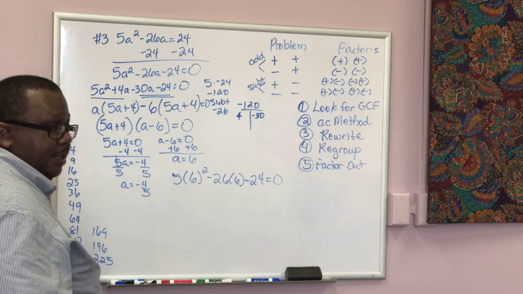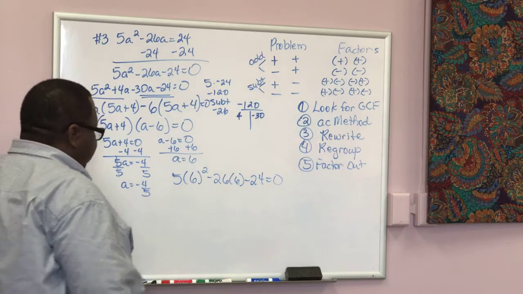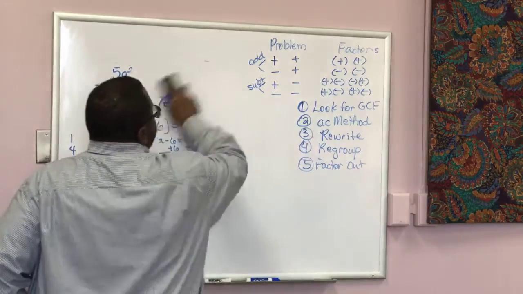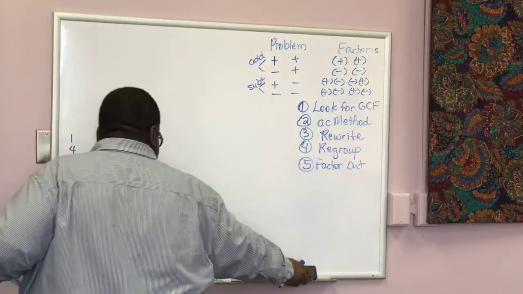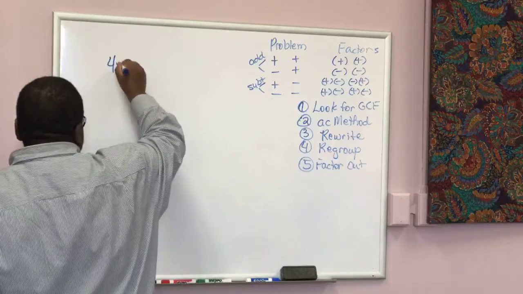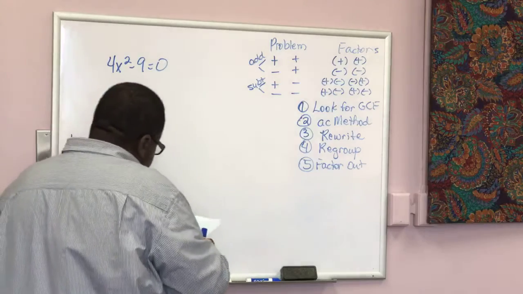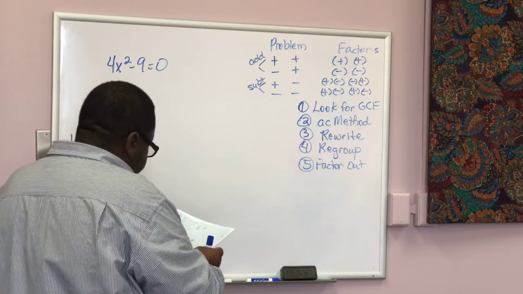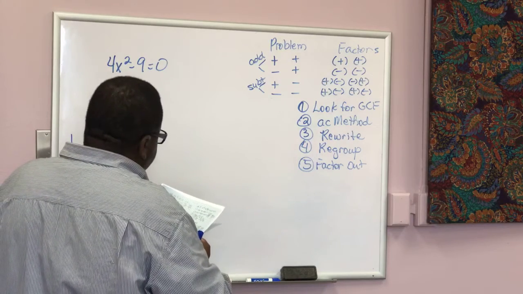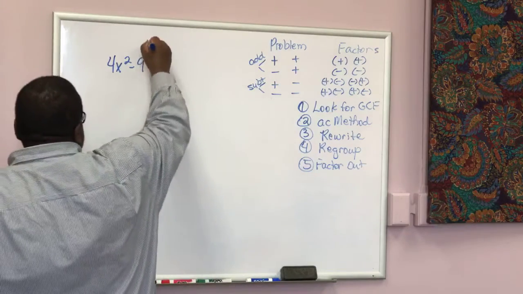All right. Another problem. Number 4, same section, section 2. All right, number 4 says 4x squared minus 9 equals 0. Now, if you know anything about perfect squares, you will see this as a difference of what? 2 squares problem. This is called a difference of 2 squares problem.